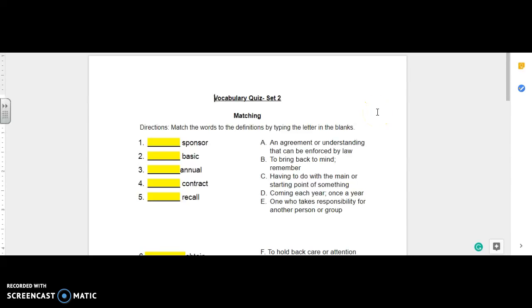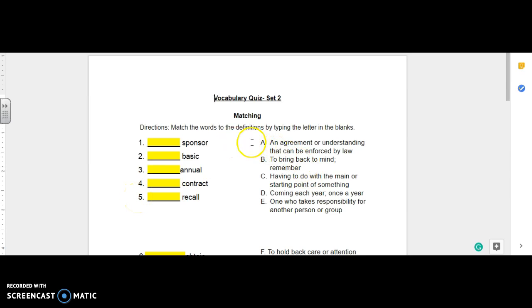Vocabulary quiz set 2. Matching. Directions. Match the words to the definitions by typing the letter in the blanks. 1. Sponsor. 2. Basic. 3. Annual. 4. Contract. 5. Recall.